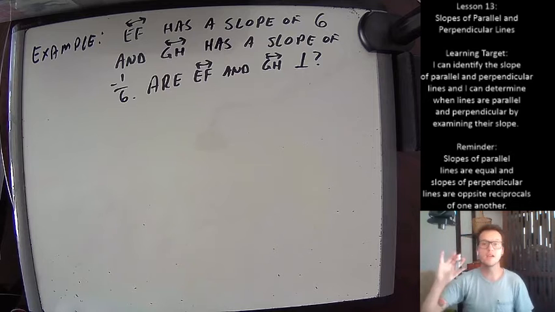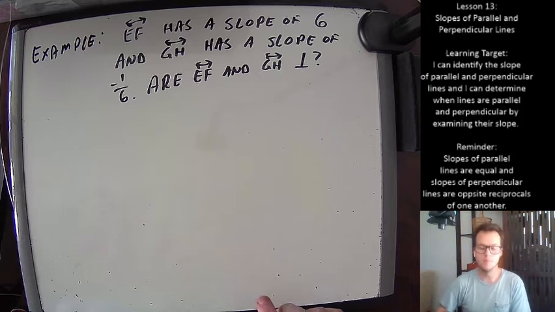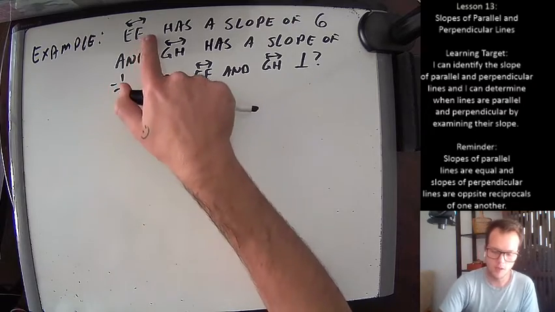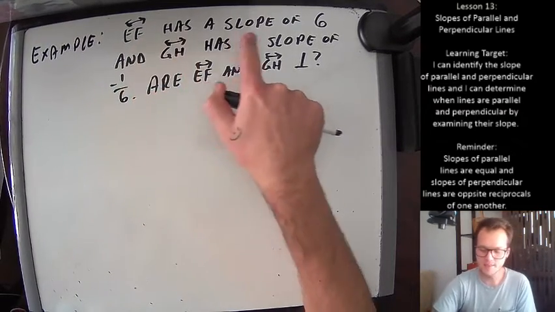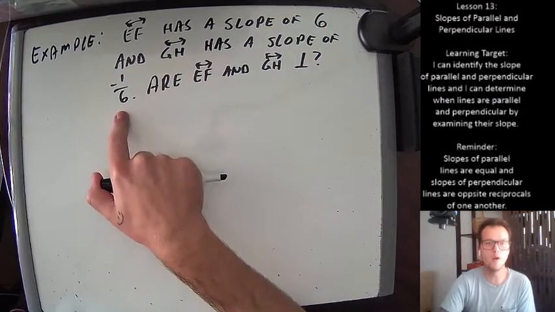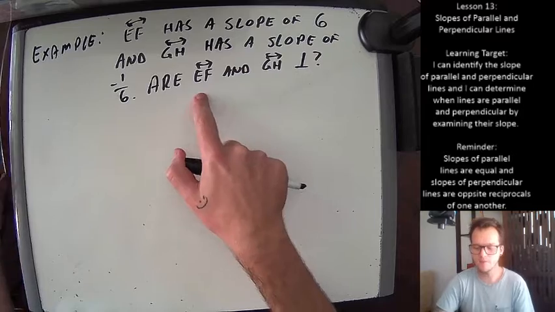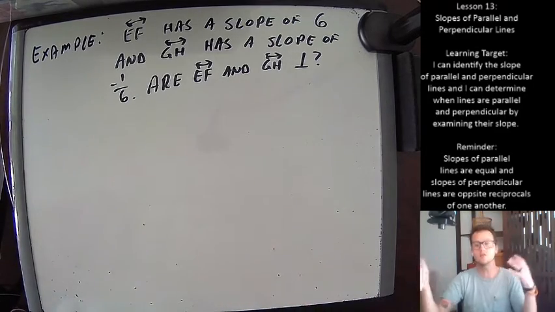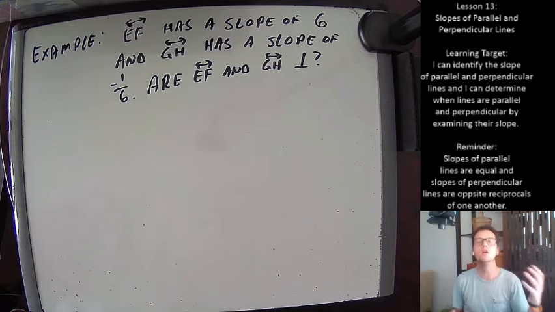Next example, we're coming at it from a different angle now. Angle, it's terrible language to use in geometry class, sorry. Line EF has a slope of 6, we're given that. Line GH has a slope of -1/6. Are EF and GH perpendicular to one another? That's the question. So we're looking for a yes or no, and of course you need to justify the why.